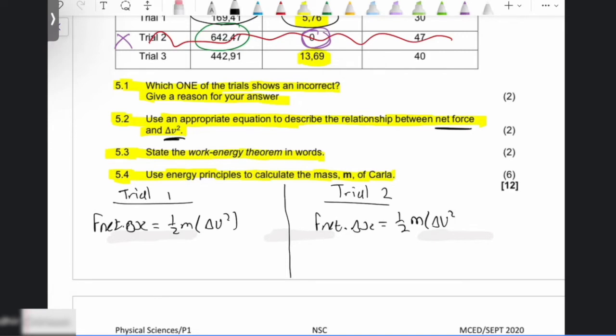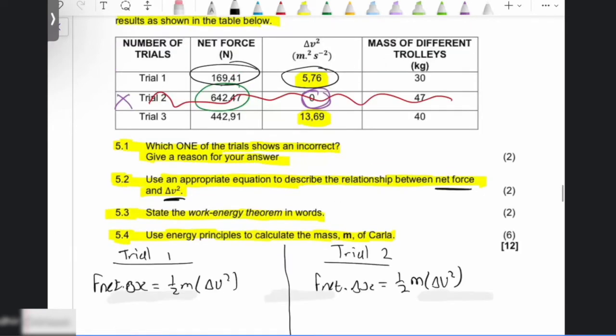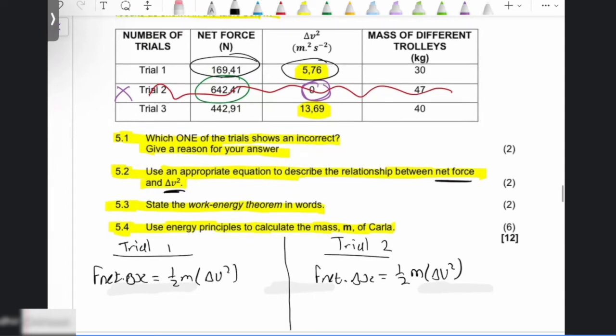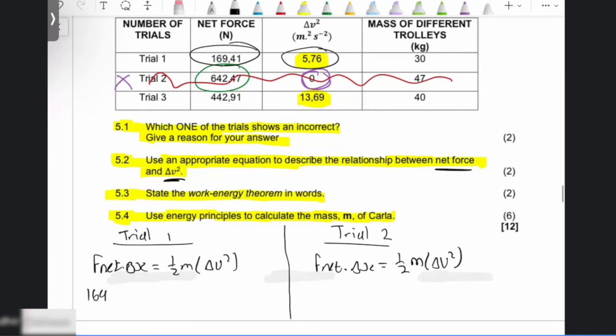Okay, so here, guys, your F net for trial 1 is 169.41. You'll see it on the top there, 169.41 times the delta X. This is a half of the mass. The delta V squared is 5.76 squared.